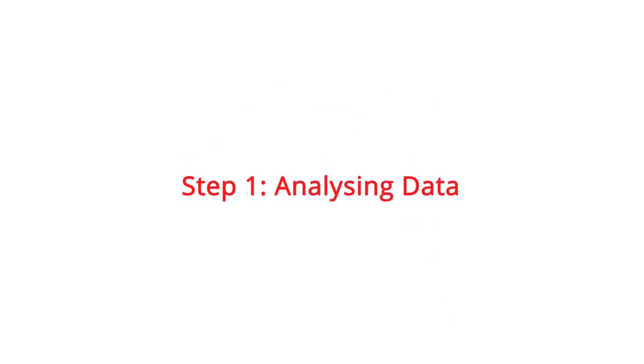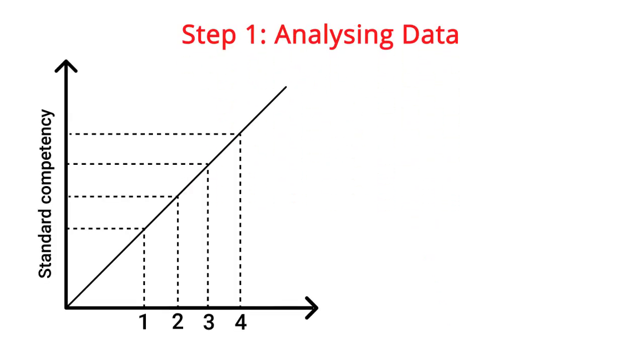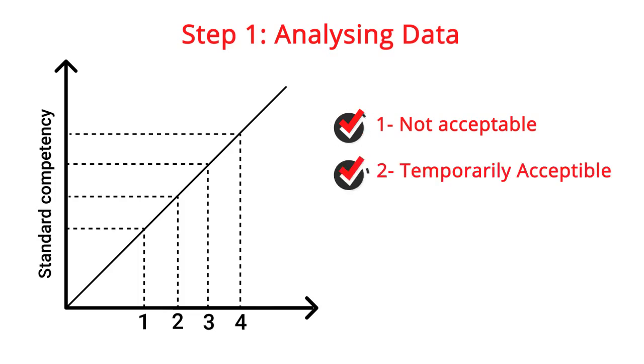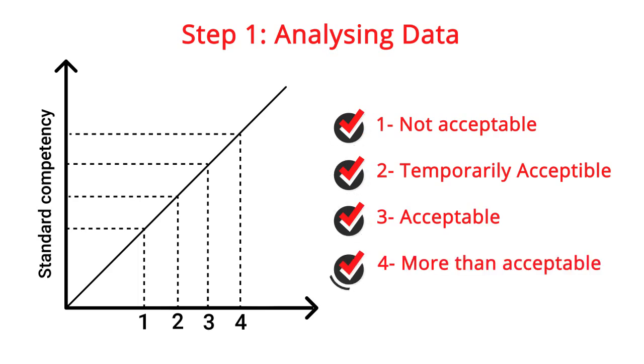Step 1, data analysis. On this slide, you can see that we have a chart that shows 4 different levels of standard competency. The first level is what we call not acceptable. That means that this candidate, the responses, their performance was below our standard level. The second level is what we have called temporarily acceptable. That means that this candidate nearly reaches our standard level but not quite. The third level is the acceptable level, which means that this candidate reaches the standard level. Level 4 means that this candidate is more than acceptable. That means that they surpass the standard level.